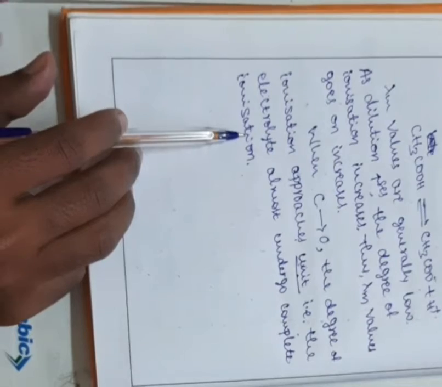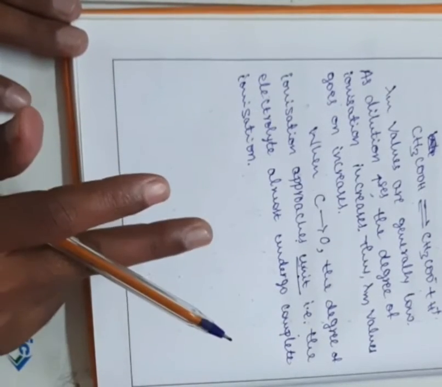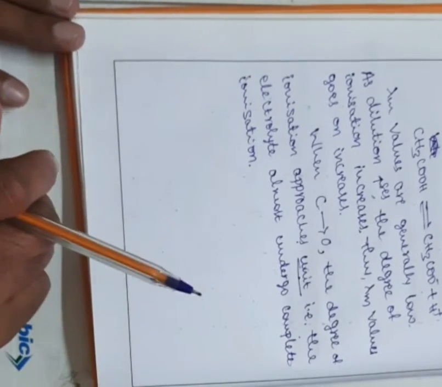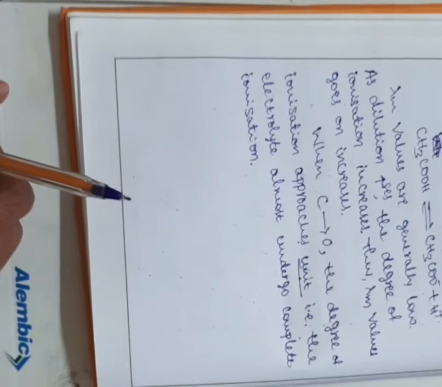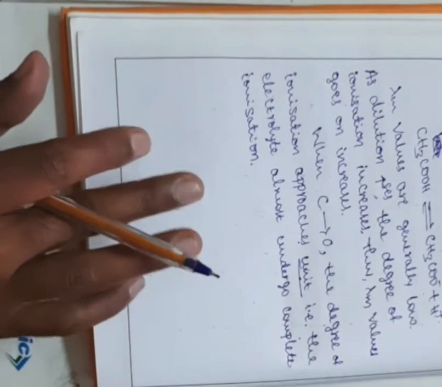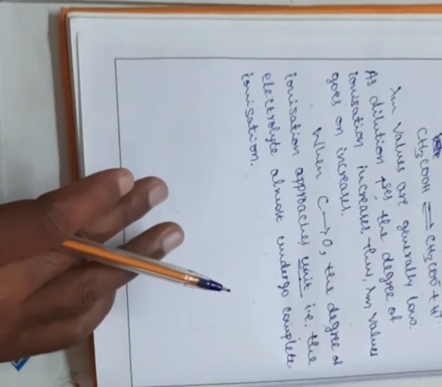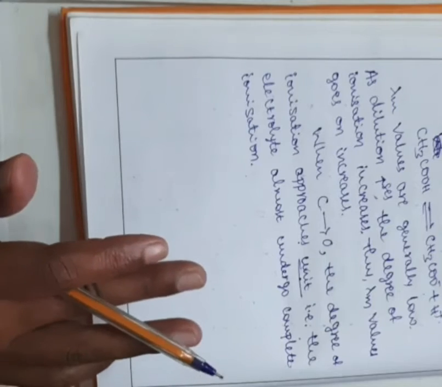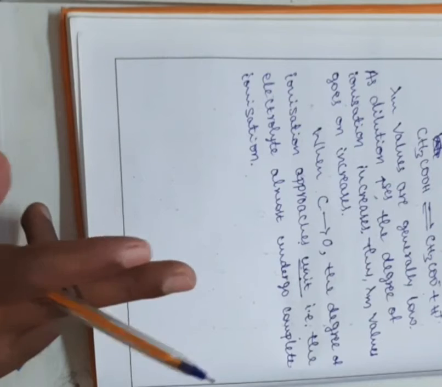But in case of a strong electrolyte, what happens? There are two types: one is concentrated solution, second one is diluted. In a concentrated solution, interionic interactions are very high. Because of that, the speed of ions decreases, therefore lambda m value decreases. But as the dilution increases, the interionic interaction between the ions decreases, therefore speed of ions increases and lambda m values are very high.